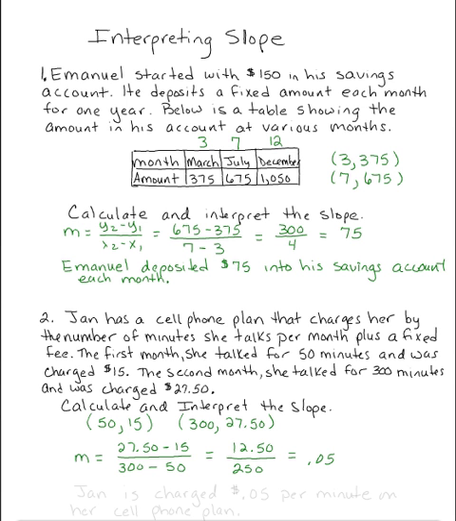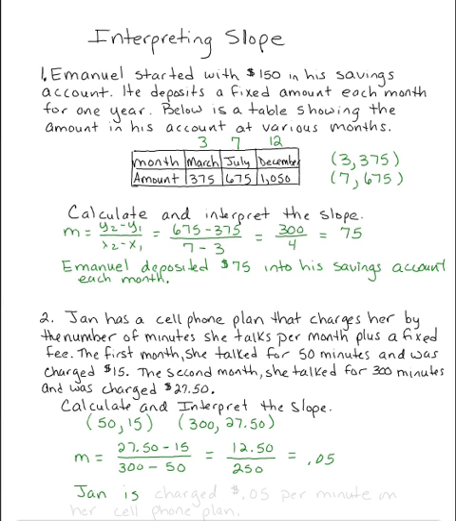We're looking at Jan having a cell phone plan, and it charges her by the number of minutes. And we know how many minutes she talked and how much she was charged. Now the slope here then is we're looking at how much she is being charged per minute. And in this case, we found the number to be 0.05, or 5 cents. And we can write that.